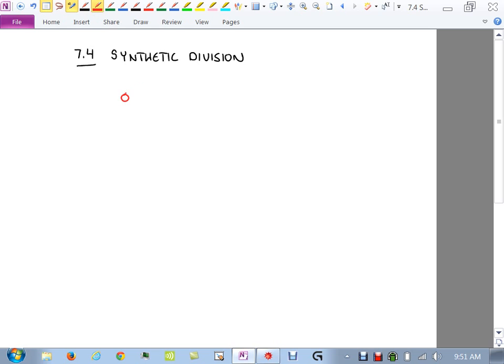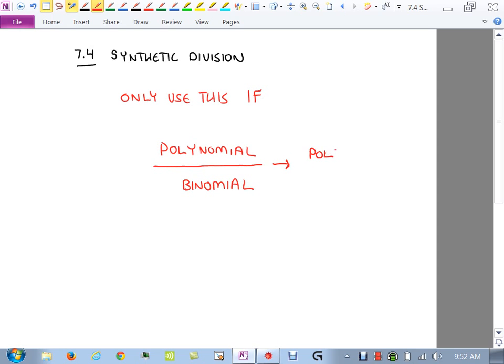Okay, so that's the first thing. Only use this if you have a polynomial divided by a binomial, and more specifically a polynomial divided by something like, this is an example, okay? A polynomial divided by something like x minus 2.